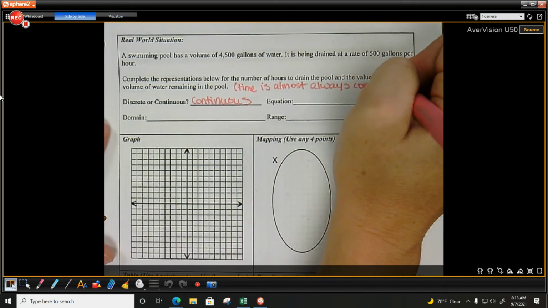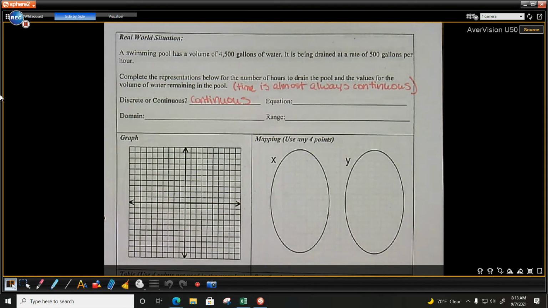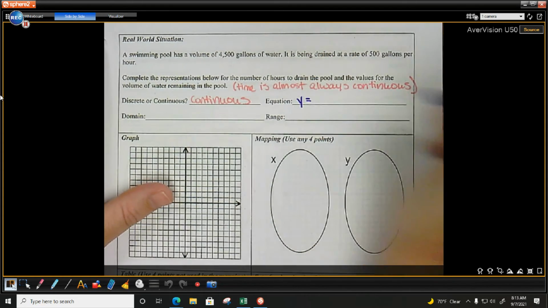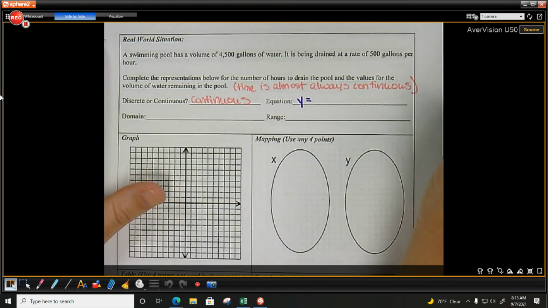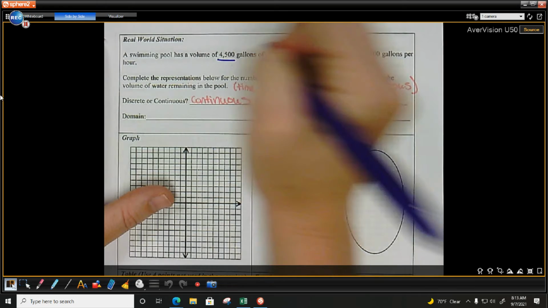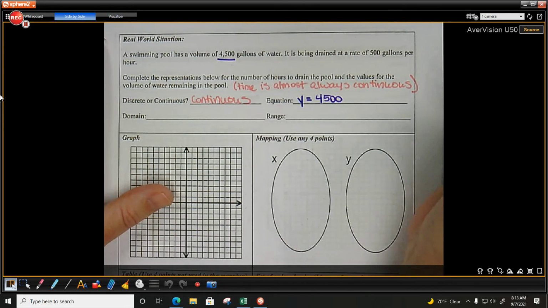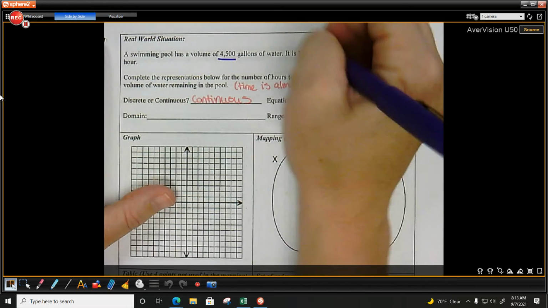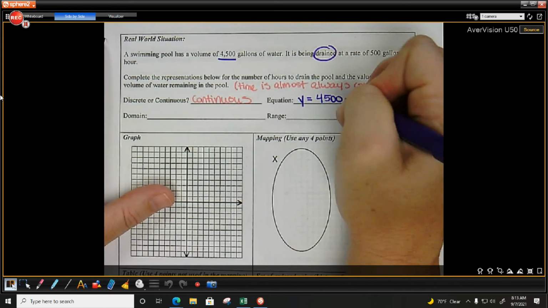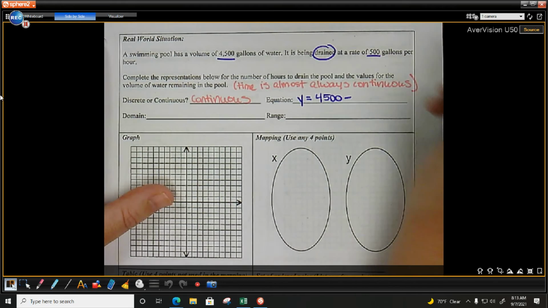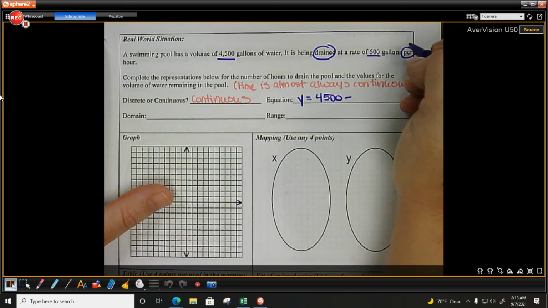Okay, so now we need to write our equation. Our equation is y equals. How much water is starting in the pool? So that's your starting point, 1,500. Are we adding or removing water? It's being drained, which means I'm going to subtract. How much water is being removed? 500 gallons per. We see that per again. What does per mean? Multiply. Per hour. So 500x.